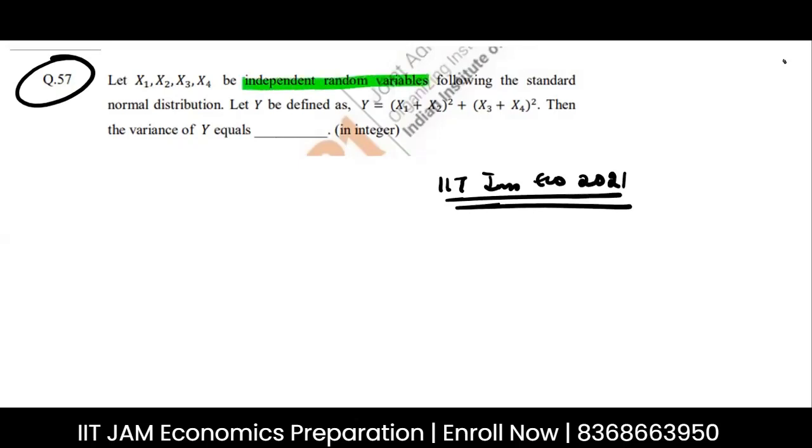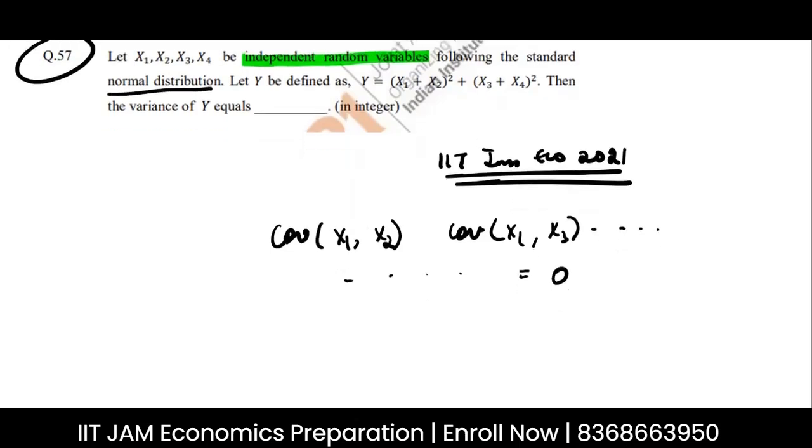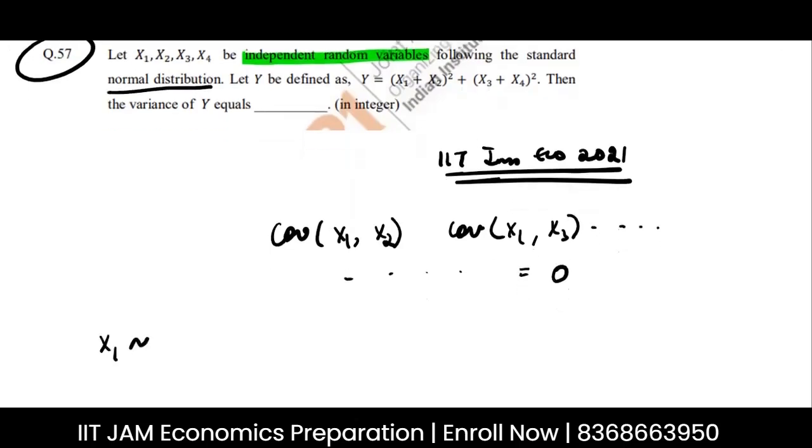So they're independent. This is important, which means whenever I try to find the covariance between X1 and X2, covariance between X1 and X3, and all permutations and combinations, it will always give me 0. Following the standard normal distribution means that X1 is normally distributed with mean 0, variance 1. So is X2, so is X3, and so is X4.